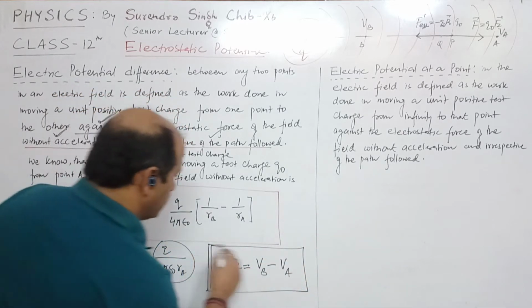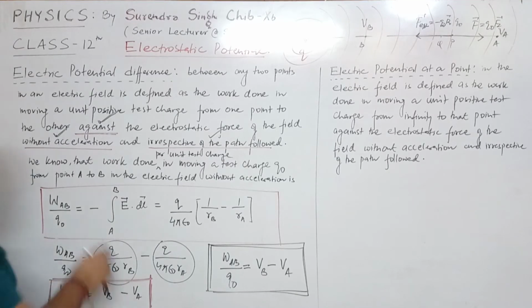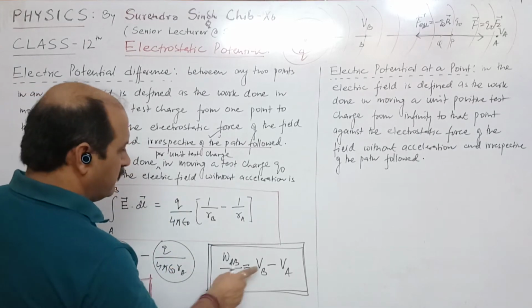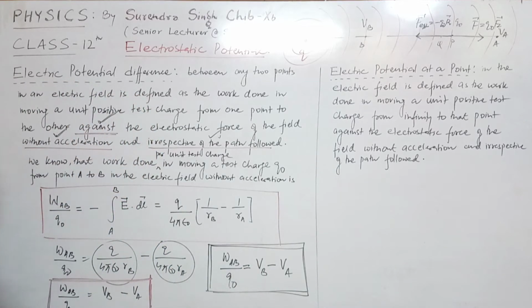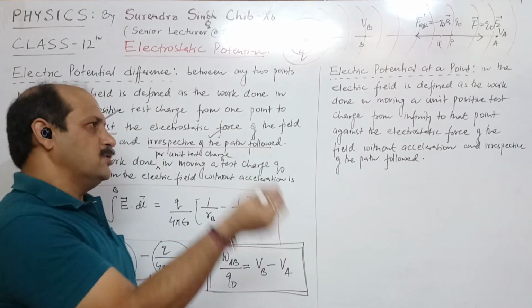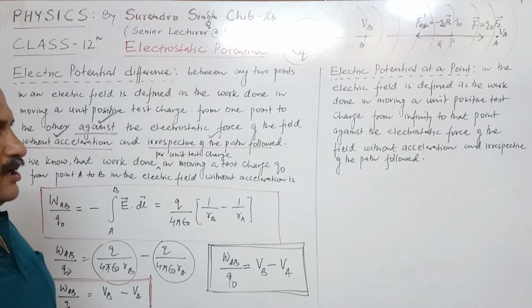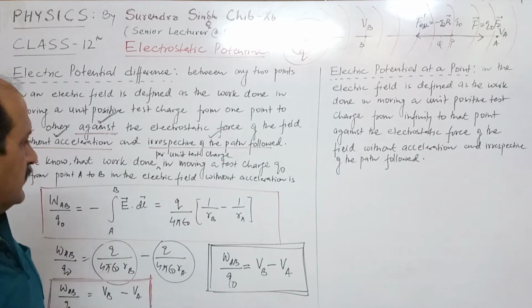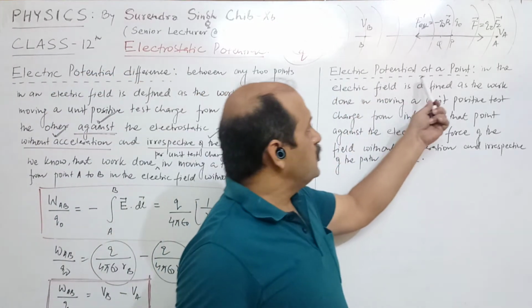But at present, see what we have got. What conclusion have we got from this derivation? The work done per unit test charge gives rise to the potential difference between 2 points. And this is the electric potential difference between 2 points. In this we have to take a charge from one point to another point without acceleration and against the electrostatic force. And you can take it along any path. It is independent of the nature of the path followed. This is the formula. Now let's come to the electric potential at a point.